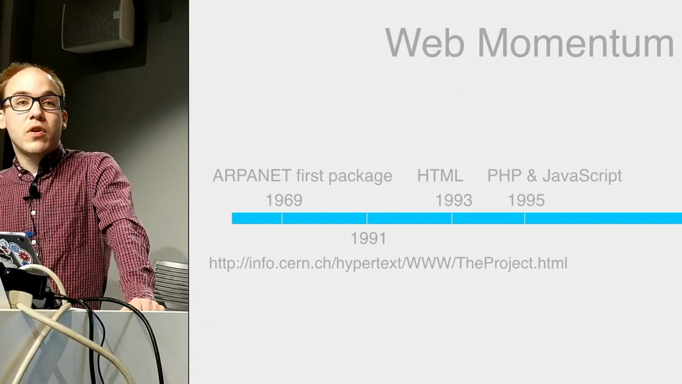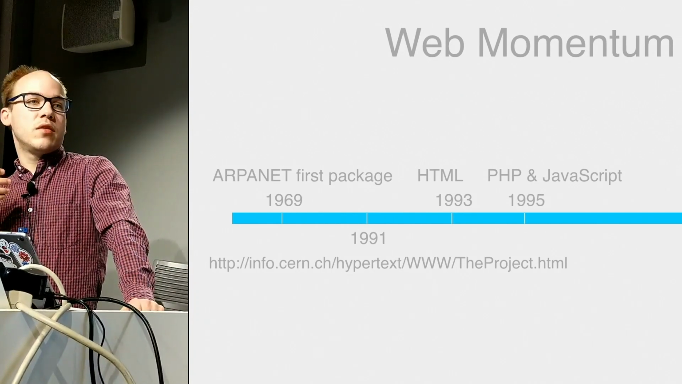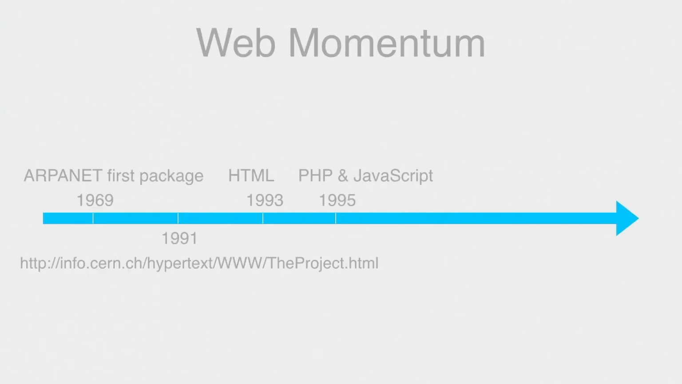Then we have the first, I think, the first moment when something like dynamic web appeared. So the PHP and JavaScript in 95. CSS, when we start to make websites beautiful. AJAX call, the first one was done in 2005. So that would be the first approach to single page applications.